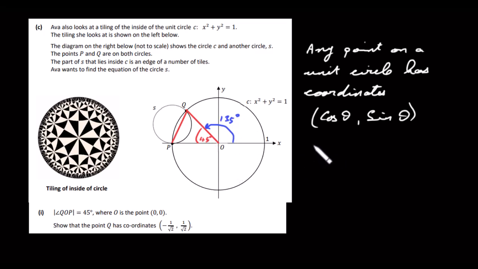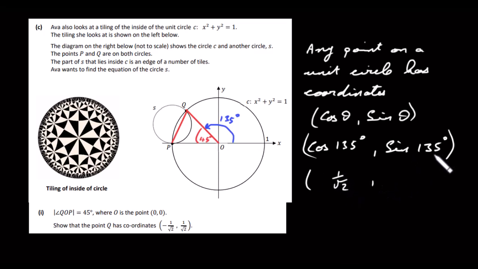So if we find the cos of 135 degrees and the sine of 135 degrees, that'll give us the coordinates of Q. So the cos of 135 is the same as the cos of the reference angle, which is 45 degrees. The cos of the reference angle, 45 degrees, is 1 over root 2, and the sine of 45 degrees is also 1 over root 2.